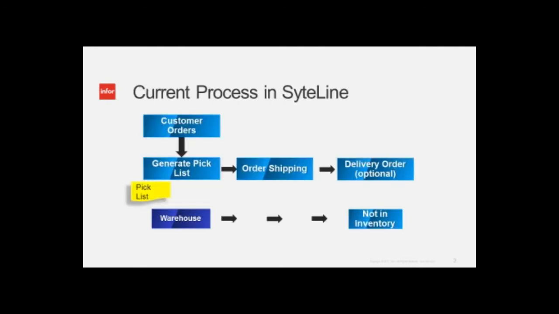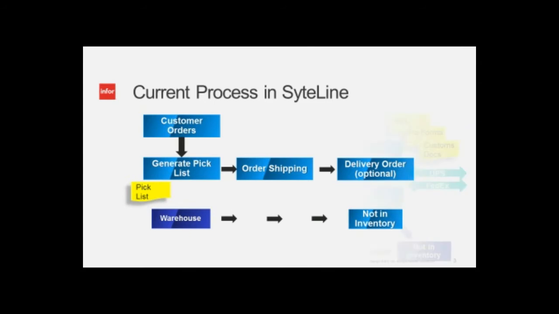So this is the current process in SyteLine, which most of you are familiar with. From an order, I can generate a pick list, go to the shipping process, generate my delivery orders, a bill of ladings. That's an optional process. And really, if you look at this bottom line, my only visibility was either it was in the inventory or it was not in inventory. So as I go through the process, generate my pick, at the end of the process when I ship it, it pulls it from inventory. So from a visibility standpoint, my product was either in the warehouse or it was relieved from inventory.